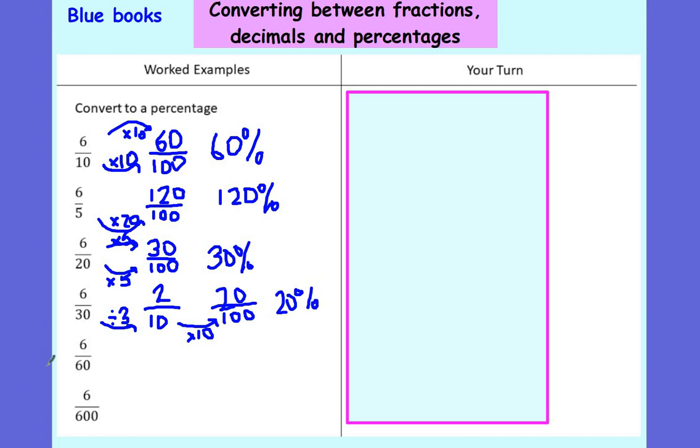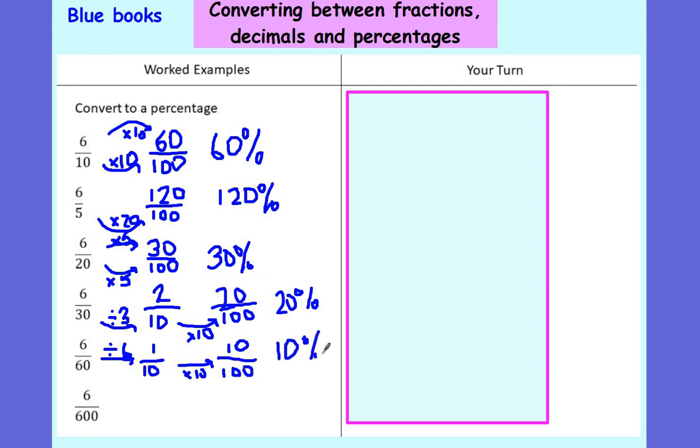I can do the same for 6/60. I can divide top and bottom by 6, which would give me 1/10, and then I can easily convert that to 10 out of 100, or 10%.